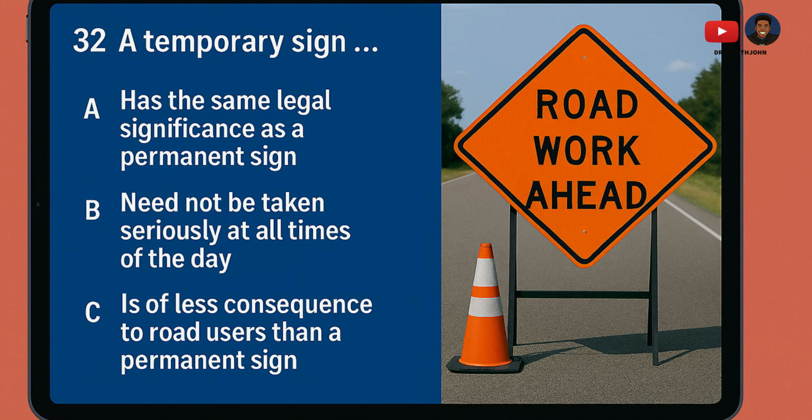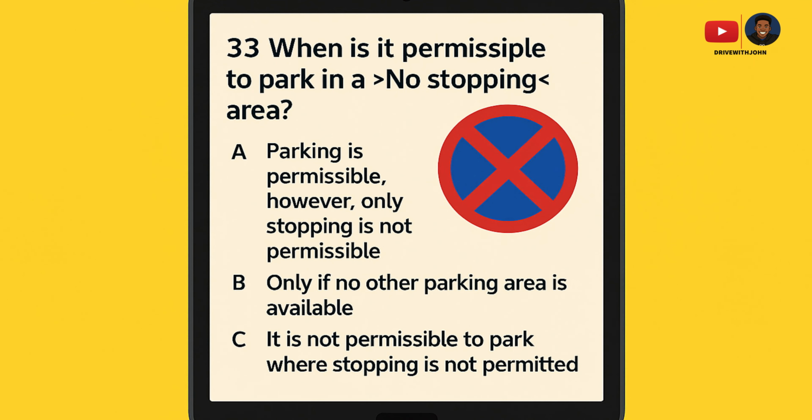Is it A, has the same legal significance as a permanent sign? Or is it B, need not be taken seriously at all times of the day? Or is it C, is of less consequence to road users than a permanent sign? Interesting question there. A temporary sign has the same legal significance as a permanent sign. Correct answer is A.